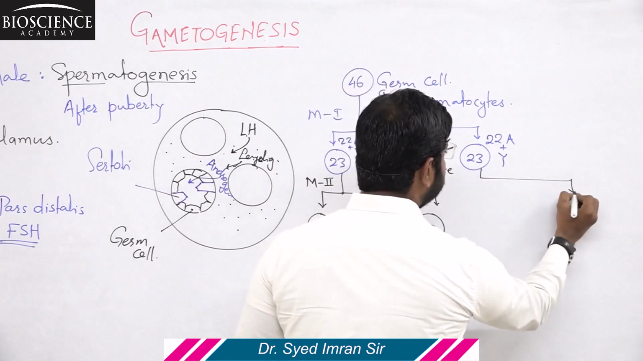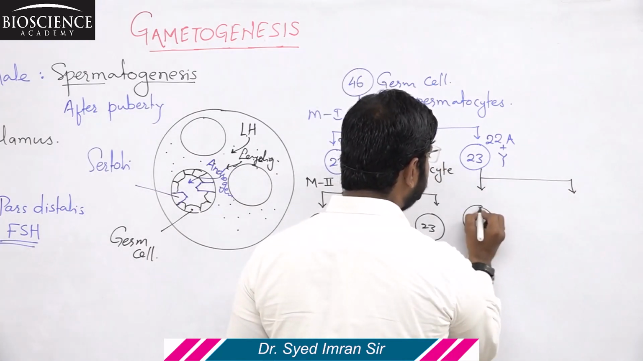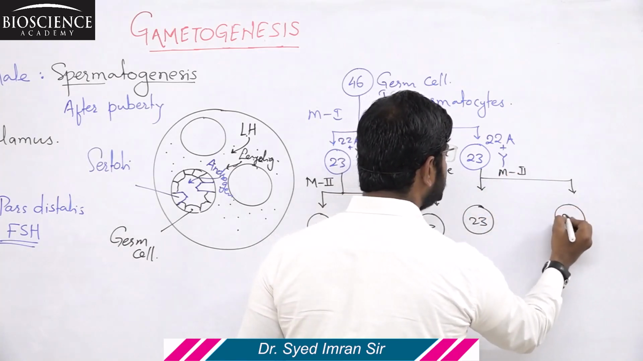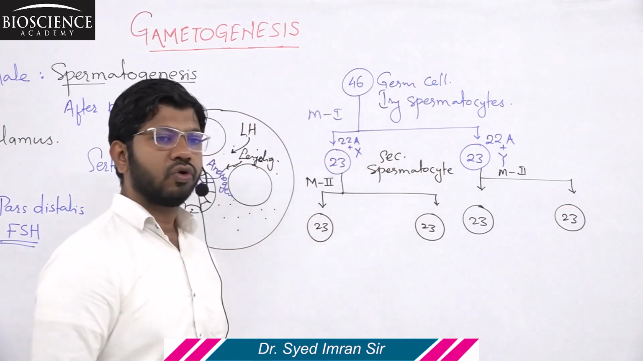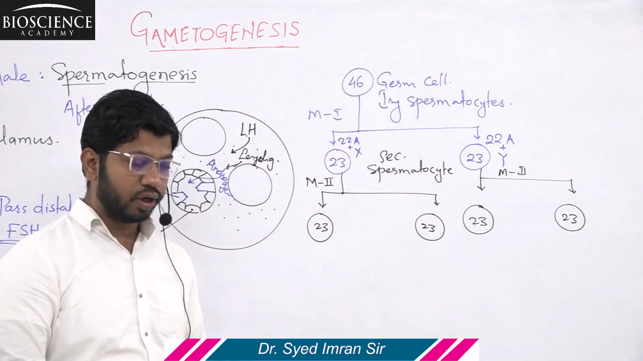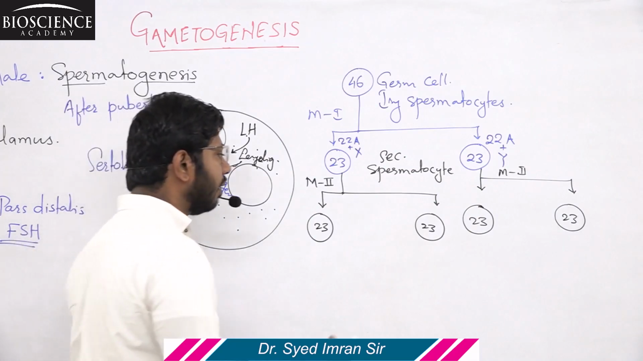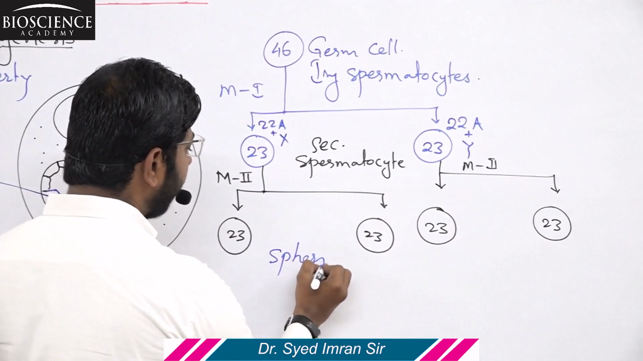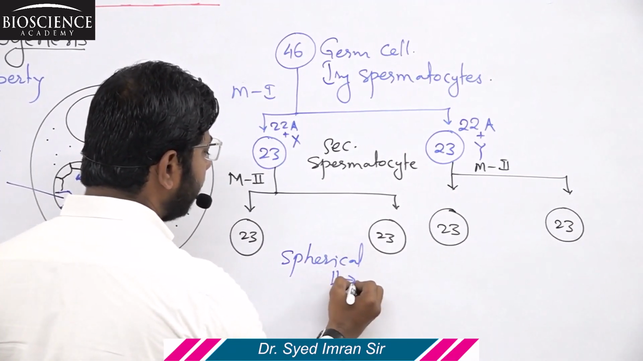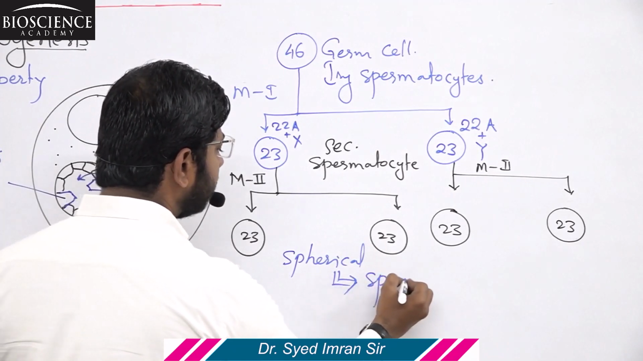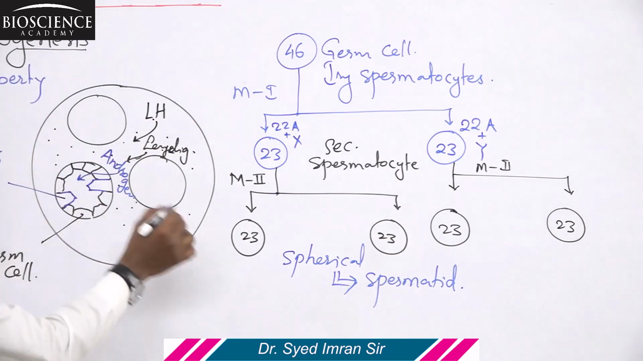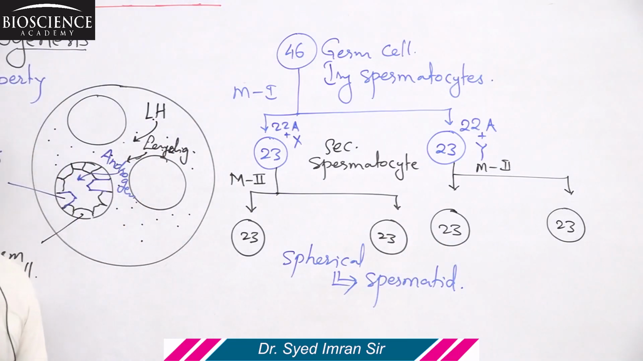Another spermatocyte, that is the secondary spermatocyte, also performs the same kind of division, that is meiosis 2, and produces two haploid cells. So here 4 haploid cells are produced. They are called the 4 male gametes. The shape of all the 4 haploid cells is nearly spherical, and these 4 haploid cells are known as spermatids. Inside the seminiferous tubule, 4 spermatids are produced by complete meiosis of any one germ cell.